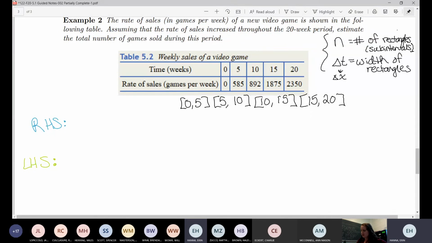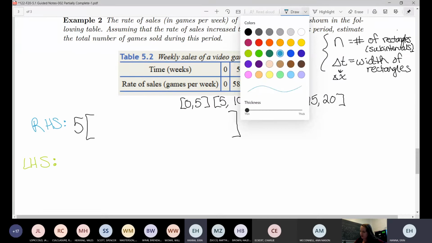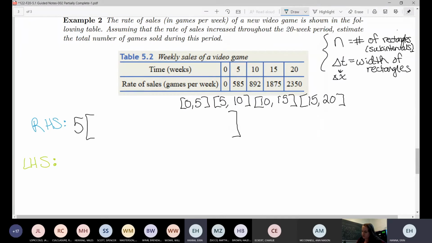So since all of these rectangles are going to have a width of 5, I'm going to go ahead and start this right-hand sum with just a 5, and then I'm just going to write all the lengths in here, or the heights, whichever you prefer to call them. So if I'm using a right-hand side sum, my first interval is from 0 to 5, so I'm going to use 5, 10, 15, and 20. So we'll be using the 585, 892, 1875, and 2350. And so those will be all of our heights of our rectangle.